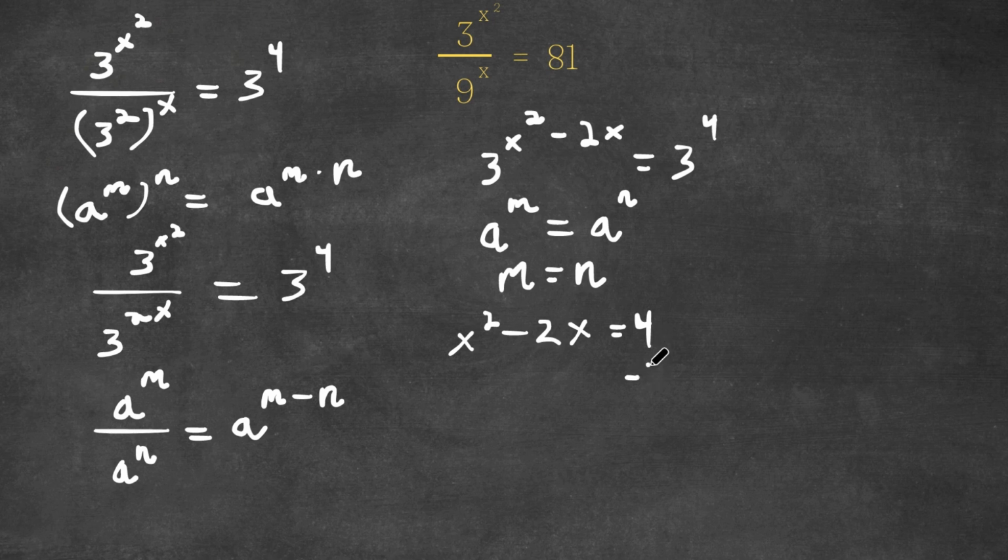Now I'm going to subtract 4 on both sides. So now I have x squared minus 2x minus 4 is equal to 0.